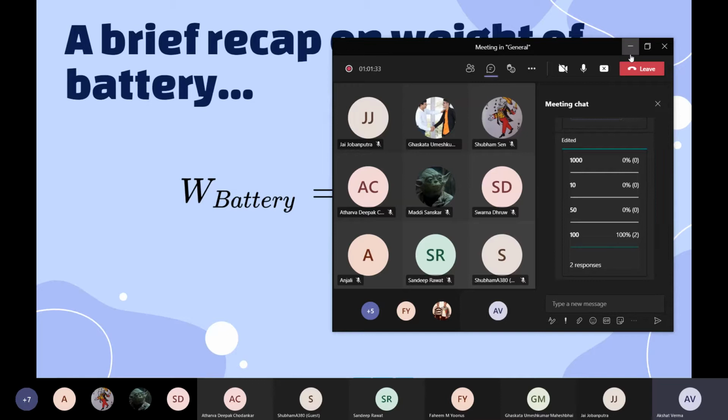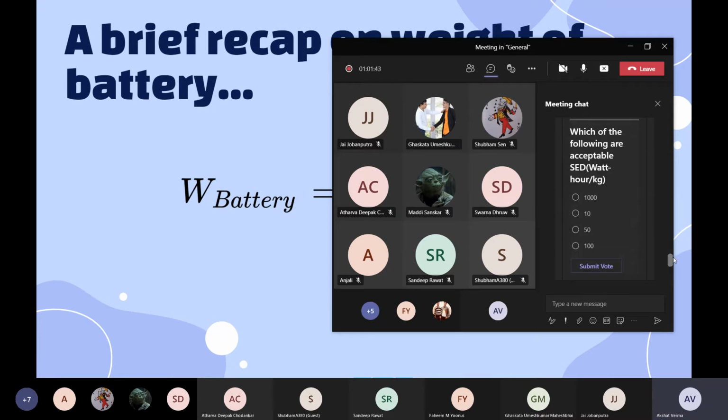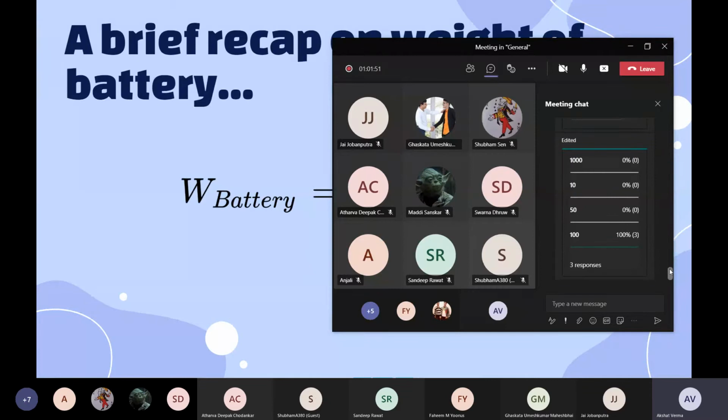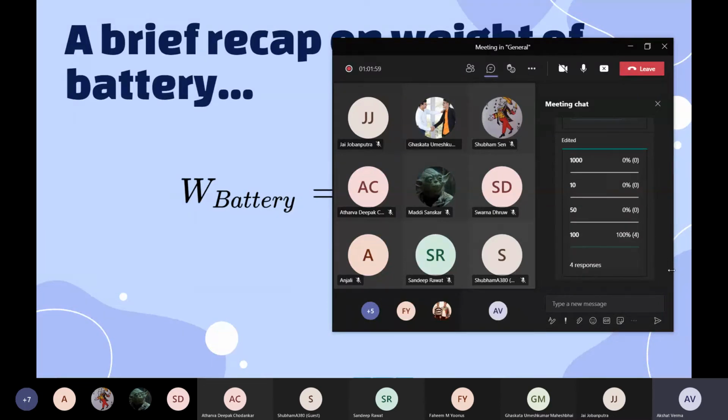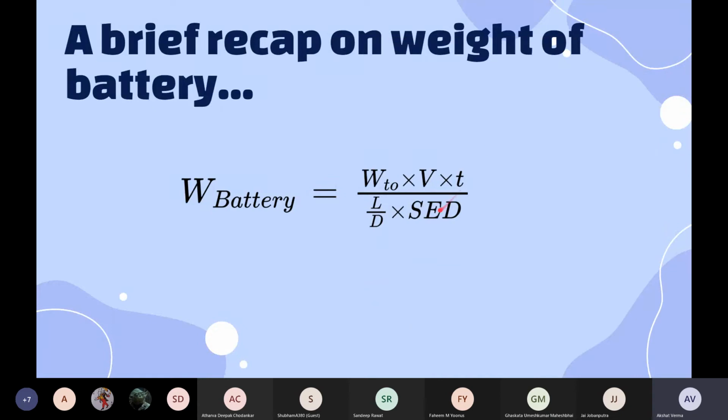Yeah, so I can see that many of you are having trouble searching it up, getting the exact value, but two people who have answered it as 100 are quite correct. The acceptable value of SED lies mostly in the range of 100 to 150 watt hour per kg. Three people have found it correctly. No issues. If you are facing issues in getting such data, we will provide some sources in the resource material of the week, and we'll get you that. Four people have got it correct, right? Okay, so let's move forward.